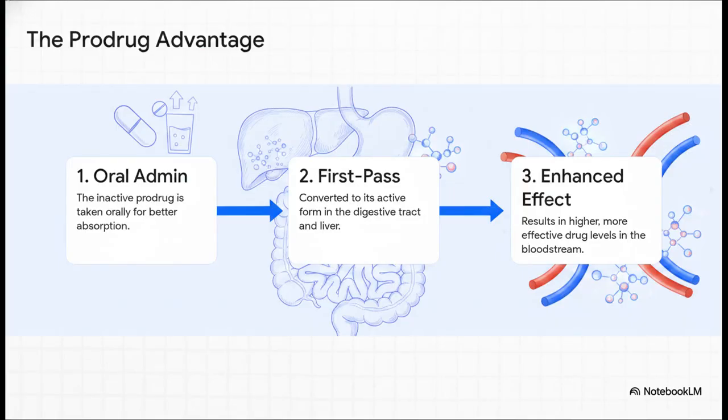And here's why that prodrug strategy is so brilliant. You take the inactive drug, let's say valacyclovir, as a pill. It's designed to be absorbed really well from your gut. Then, as it passes through the liver, it gets converted into its active form, acyclovir. The end result? You get way more of the active drug into the bloodstream than if you had just taken acyclovir itself. It's a fantastic little trick.